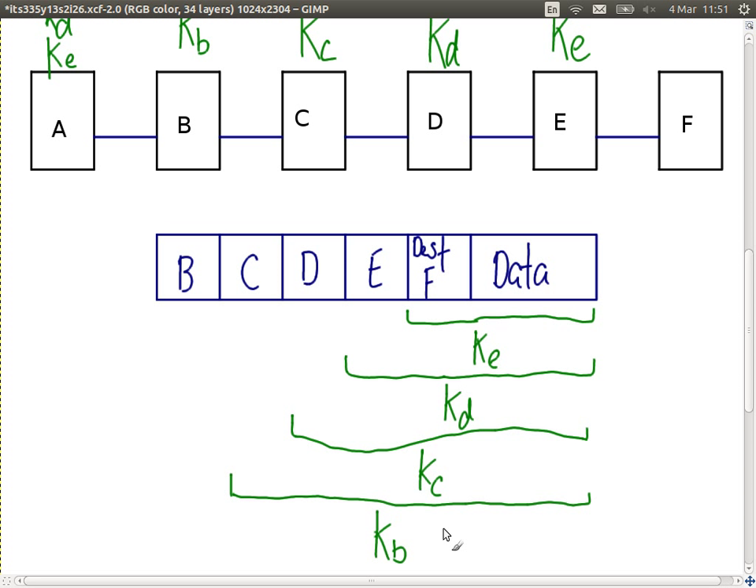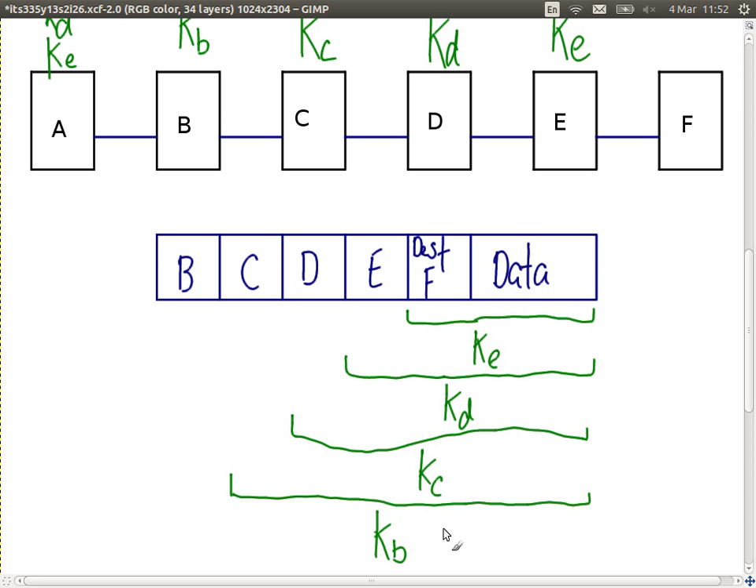Ignoring the keys for a moment, if you just look at who sent it and who received it, each node is only aware of the immediate source and the next destination. C is only aware that the packet came from B and went to D. C doesn't know that it's actually going on to E then F, because from C's perspective, the values for E and F are encrypted with keys it doesn't have.